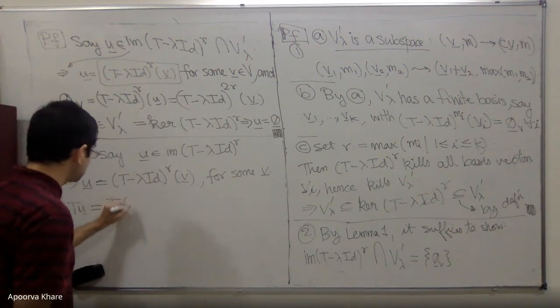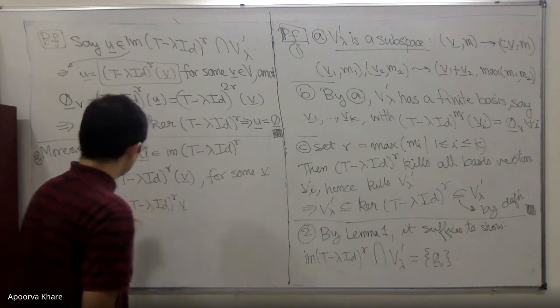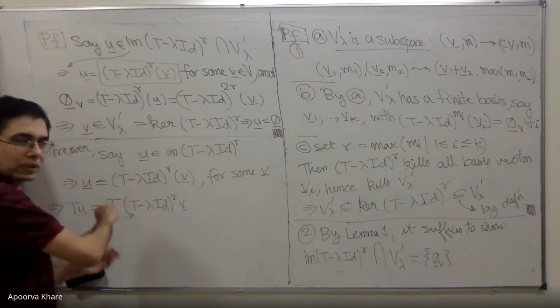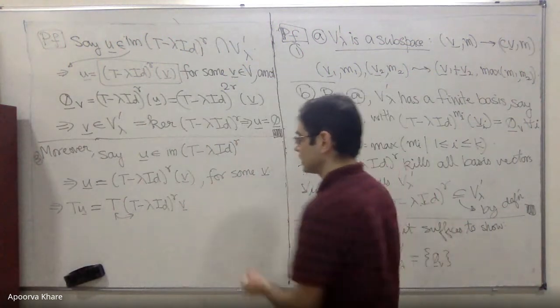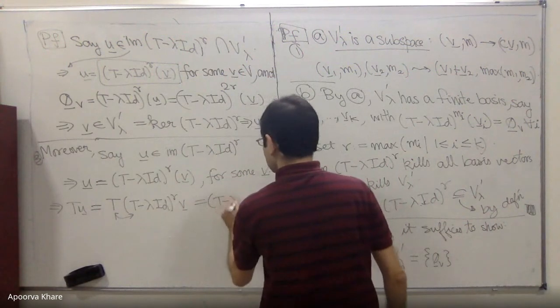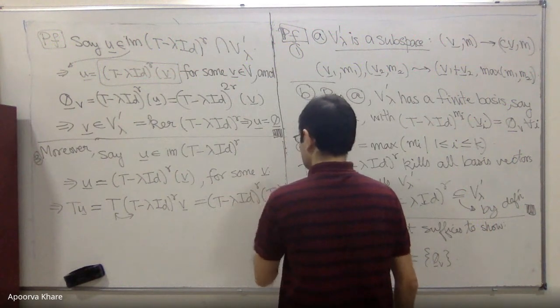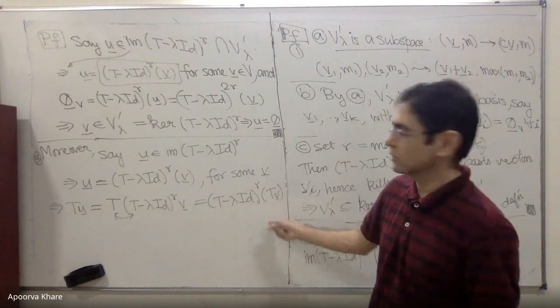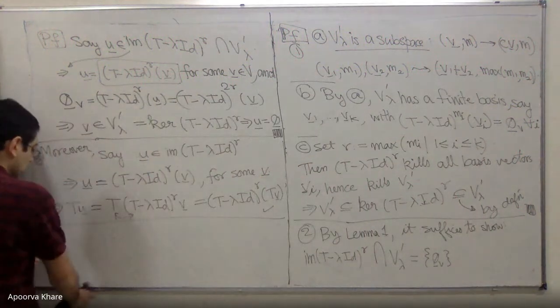This is T times (T minus lambda identity) to the R times V. But T and these guys commute, because T commutes with the identity, T commutes with T, so it commutes with this. Which means this is just (T minus lambda identity) to the R times T, and therefore it is indeed in the image. So that's fine. Check. Secondly, what about the kernel?